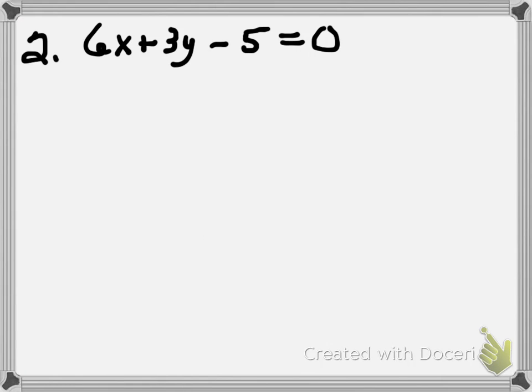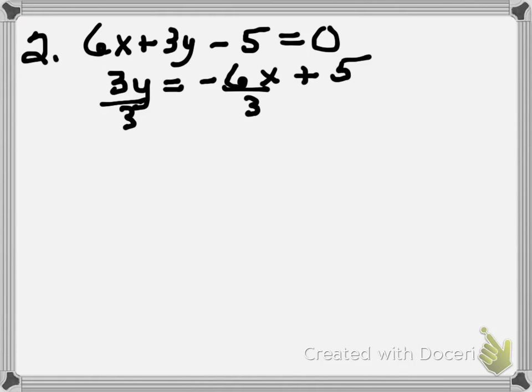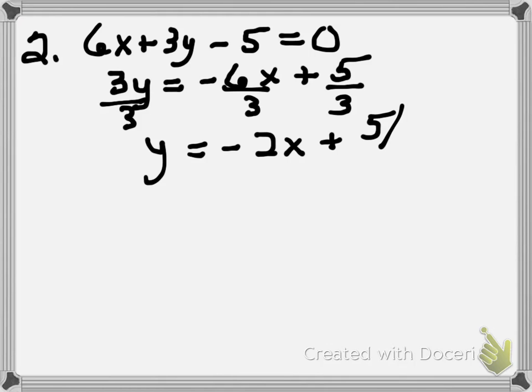Problem number 2: give the slope and y-intercept of the given line with the equation 6x plus 3y minus 5 equals 0. So first I want to get y by itself, so I'm going to subtract 6x and add 5 to each side of the equation. Then dividing by 3, I'm getting y is equal to -2x plus 5/3.